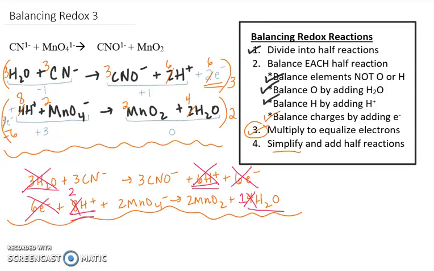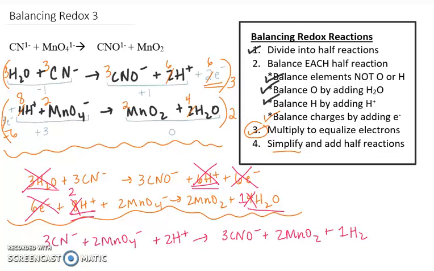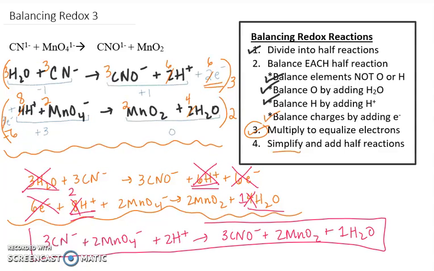Once I've done that, I've got my overall reaction that I can write. Now, I don't want you to leave it like this. We're going to write it nicely. So what's left on the left-hand side is 3CN minus plus 2 MnO4 minus plus my 2 H pluses yields my 3 CNO minus plus 2 MnO2 plus my 1 water. And that is our finalized redox balancing for a reaction.